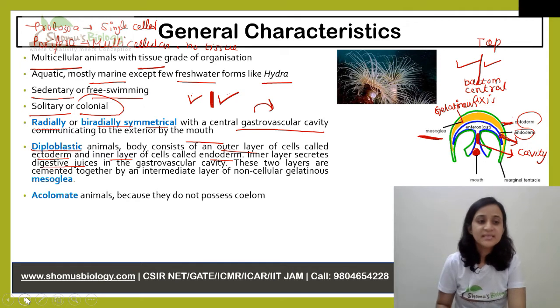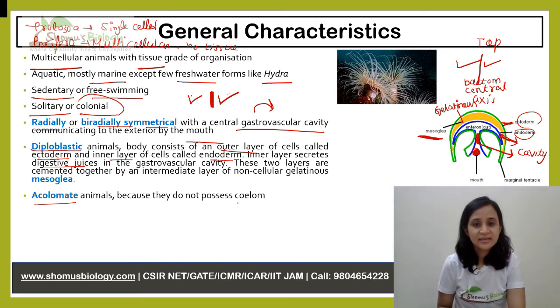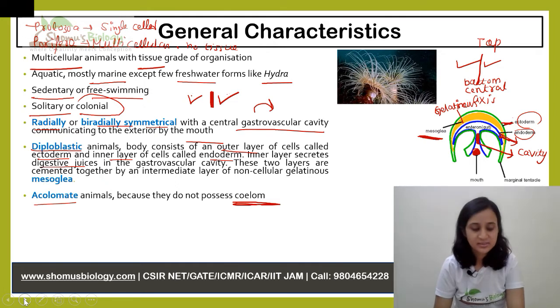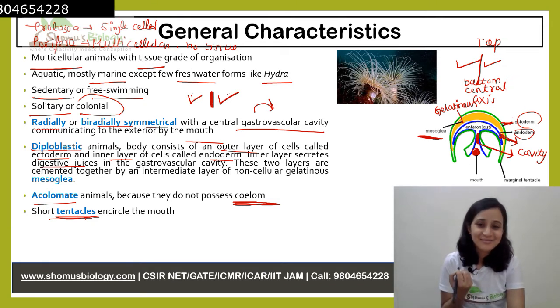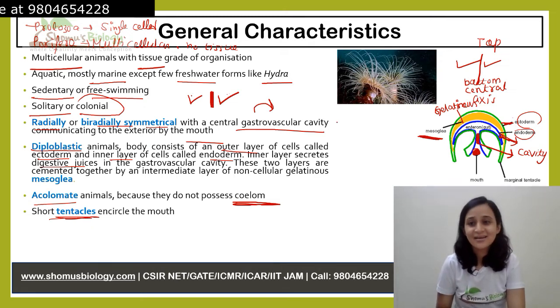Next is acoelomate. They are acoelomate animals because they don't have any true coelom. And they have short tentacles that encircle the mouth. That's why I told you to imagine the structure of jellyfish, so that you can understand that jellyfish also has large tentacles. Those tentacles encircle the mouth.